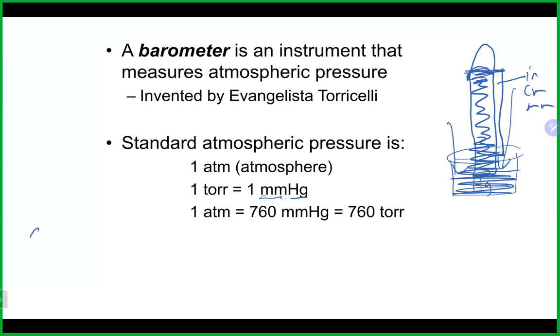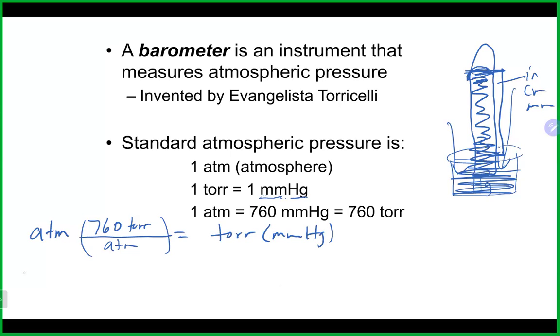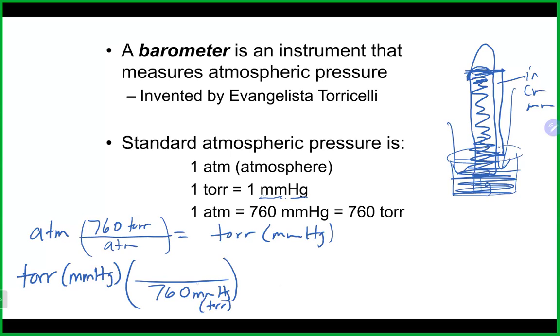So if you have atmospheres and you want millimeters of mercury or torr, you're going to multiply by the 760, and that will give you your torr or millimeters of mercury, which is a 1-to-1 relationship. Or if you're starting with torr or millimeters of mercury, you will divide by the 760, and that will get you to atmospheres. So 760 is used a lot as a conversion factor.